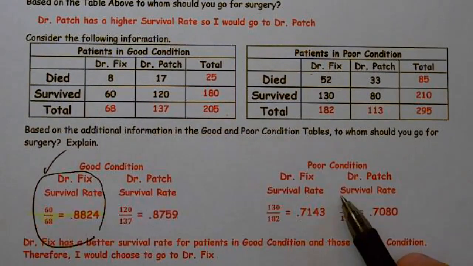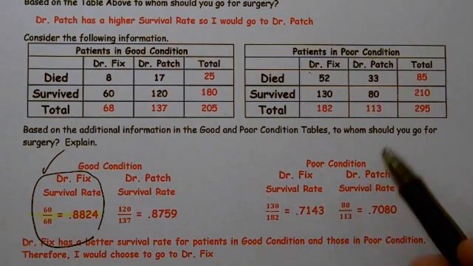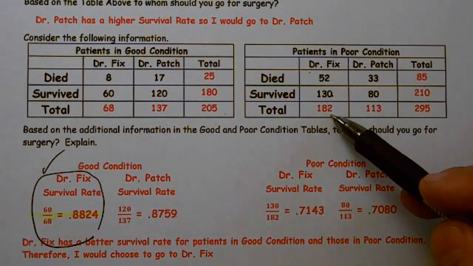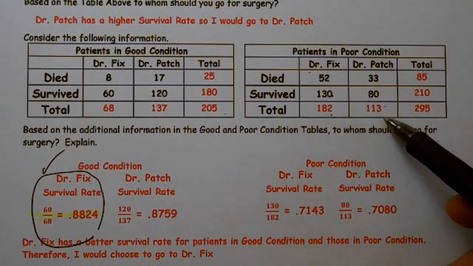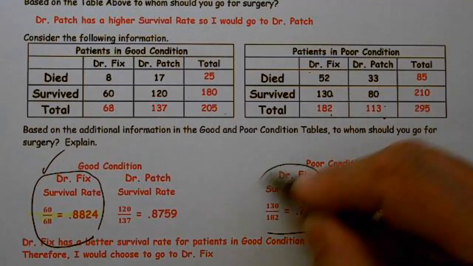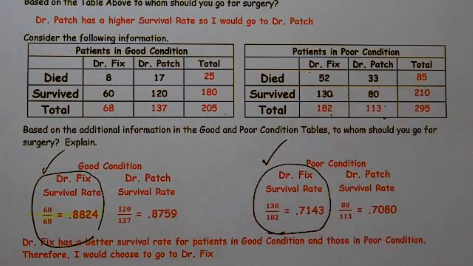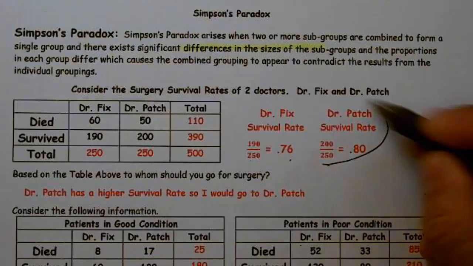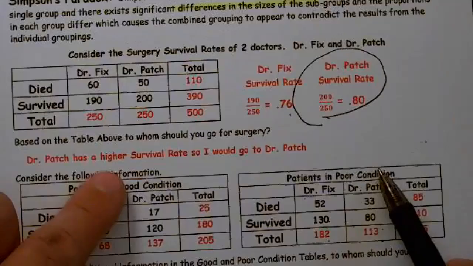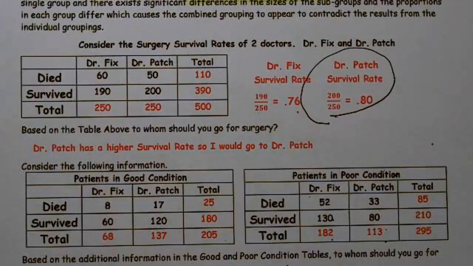Okay, but what happens if I'm in poor condition? Well, if I'm in poor condition, it's 130 out of 182 versus 80 over 113. Well, once again, Dr. Fix is better. Well, if Dr. Fix is better, I shouldn't be choosing Dr. Fix. But up here, we chose Dr. Patch. And remember, these two tables make up the singular table.